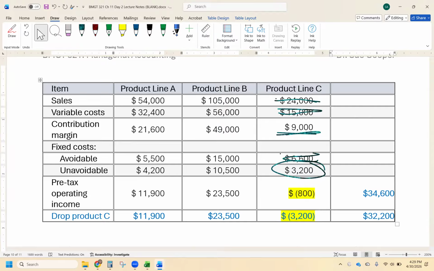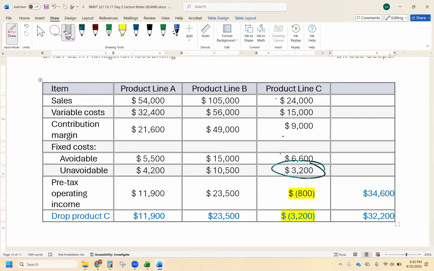That's the problem. It actually, if we drop it, we'll actually lose more money. Here's why. It has a positive contribution margin. That $9,000 is contributing to the fixed costs and paying some of the fixed costs. It's fully covering the avoidable fixed costs. It's fully covering that, and it's covering part of the unavoidable fixed costs.